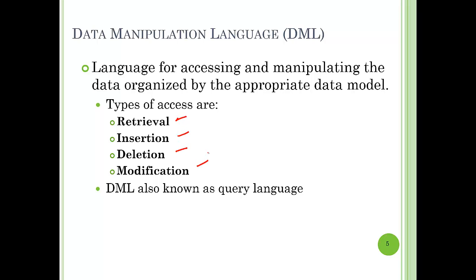Languages for accessing and manipulating the data organized by the appropriate data model are called data manipulation language, or also called the query language. Some information is stored, and to retrieve that information we require a query language, which is called data manipulation language. With the help of this query language, it is possible for us to perform all these operations or to manipulate the data in the database.